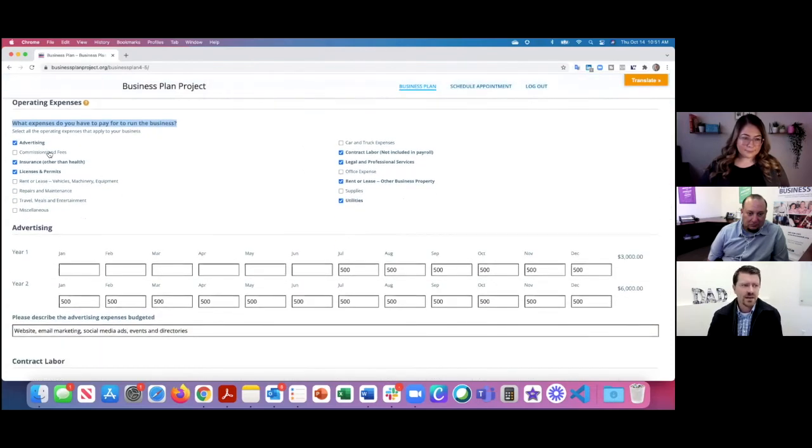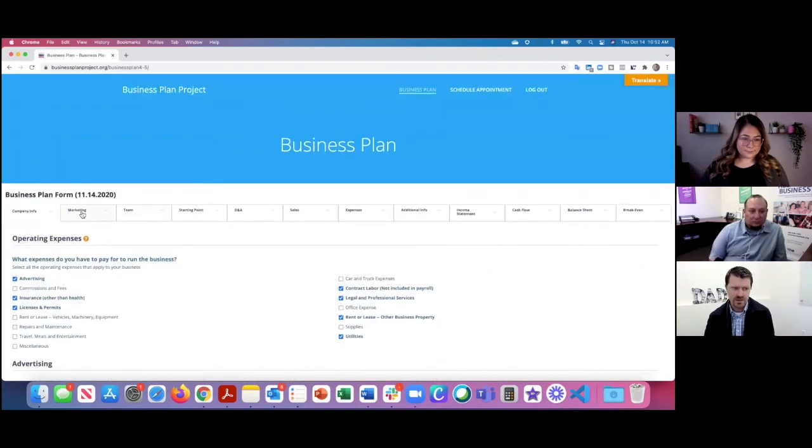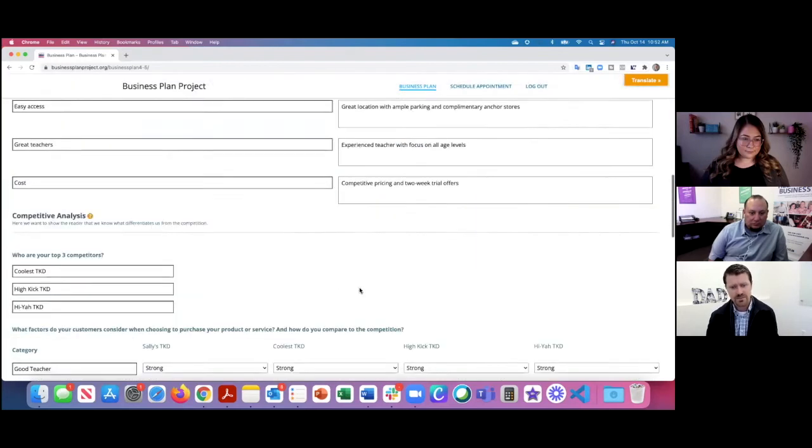But every time you tick something off, you have to plug in, just like the sales, year 1 projected expenses and year 2. And so I got $500 a month from our marketing section, where we talked about what we were going to use to market the business.